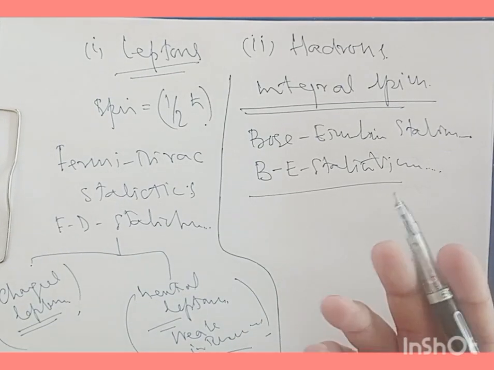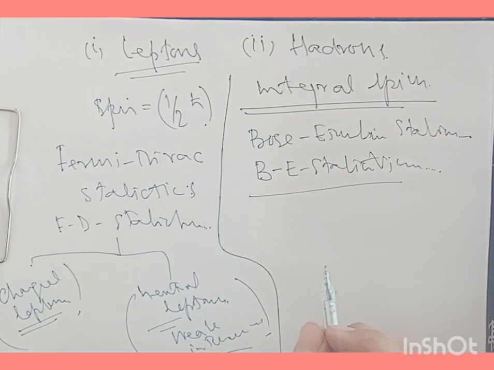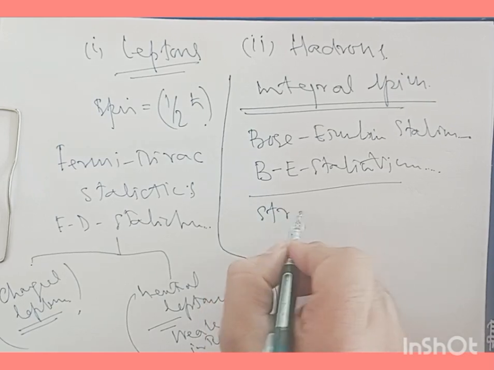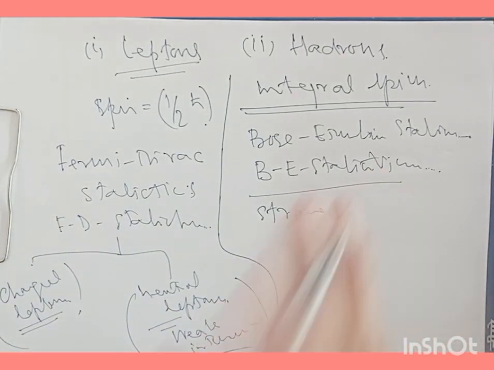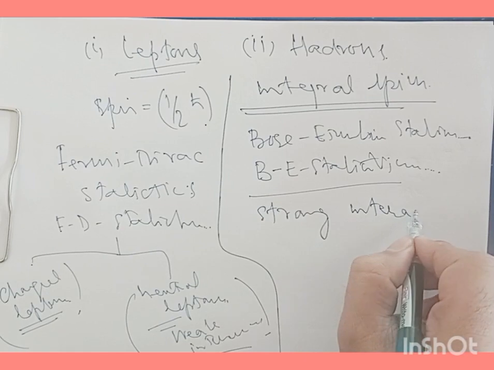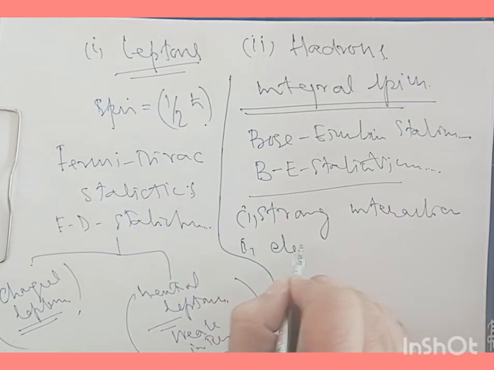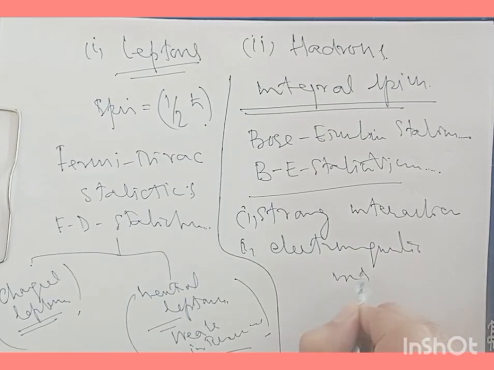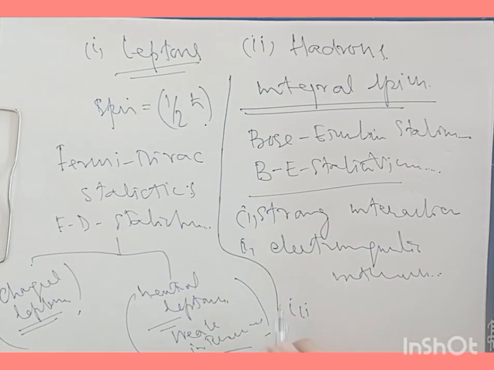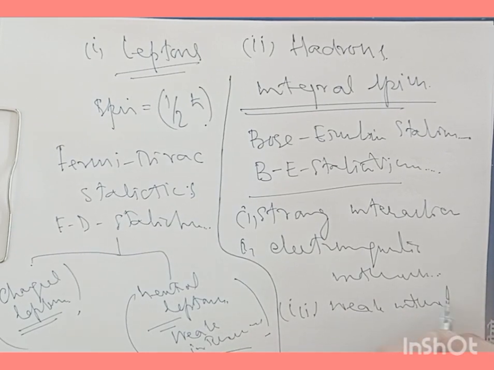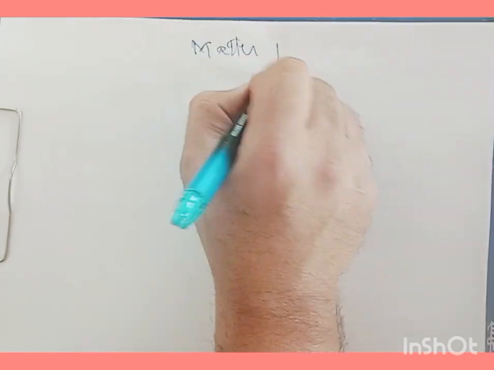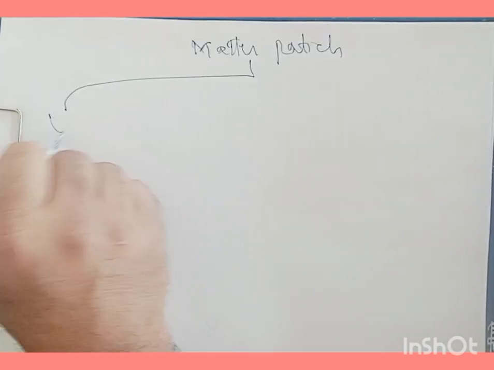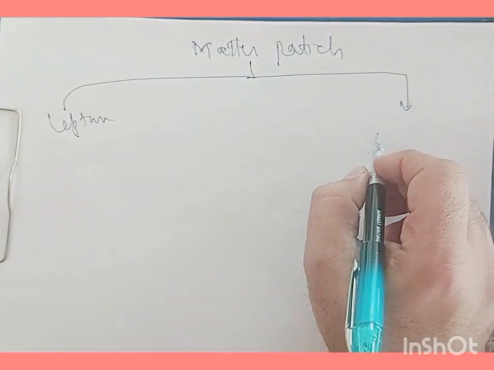And these hadrons, or you may call them bosons, participate in all three interactions. I mean, they participate in strong interaction, they participate in electromagnetic interaction, and they also participate in weak interactions. So what I should say here is that we have two categories of these matter particles: leptons, and the other category is hadrons.